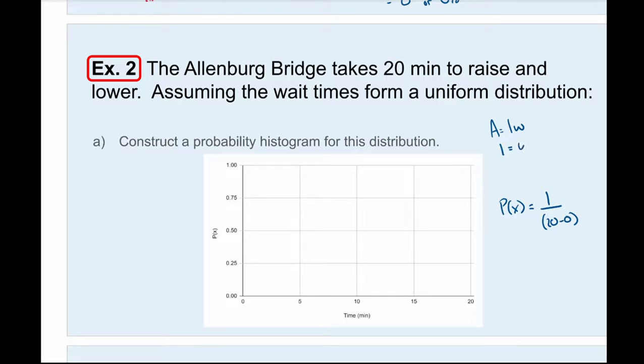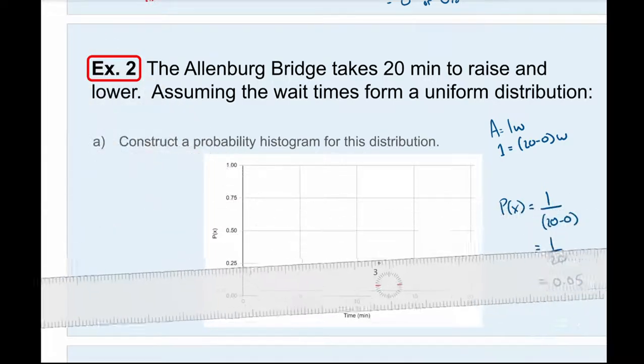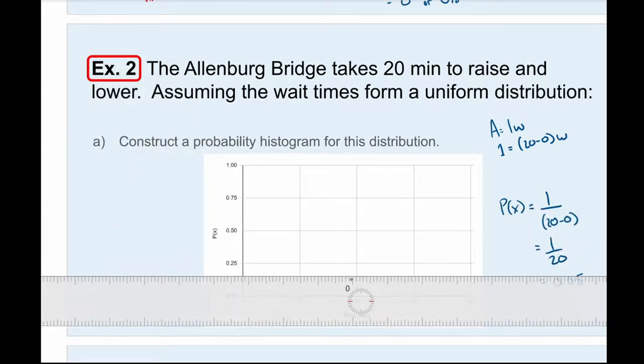I know the width, or the length, we could say, is going to be 20 minus 0 for the entire thing, times the width. We get 1 divided by 20. Or, well, now we're at this step here. This works out to 1 over 20, or 0.05.